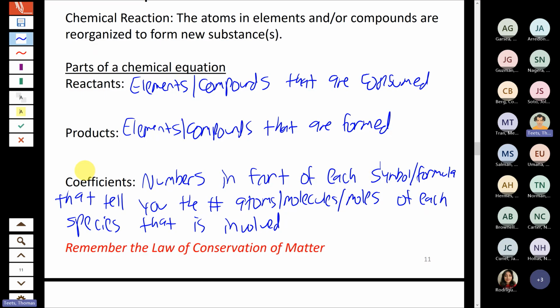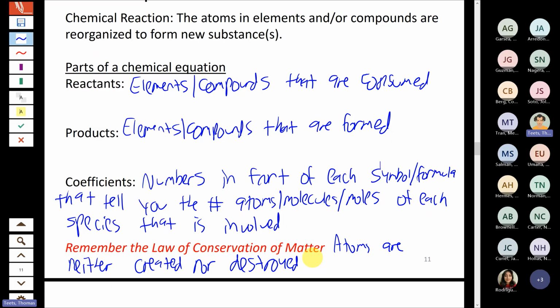And from the law of conservation of matter, which we covered very early on, we have to remember that atoms are neither created nor destroyed during a chemical reaction. So the number of each type of atom you have on one side of the equation has to be the same as the number that are on the other side of the equation. They're going to rearrange to form new substances, but the total number of each that you have won't change. Okay, so that's what a chemical equation is going to have in it.